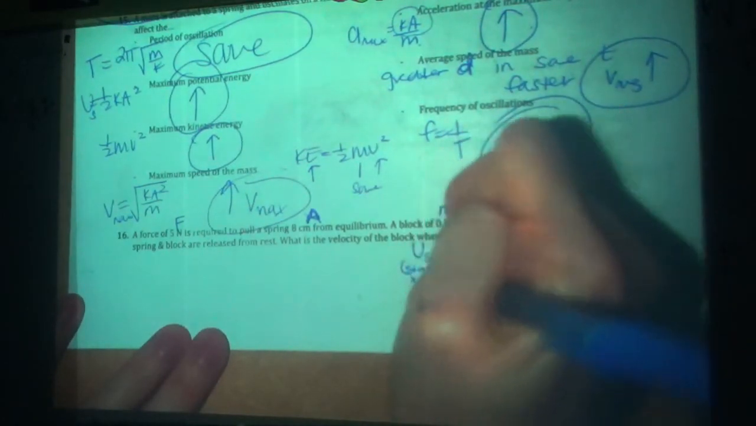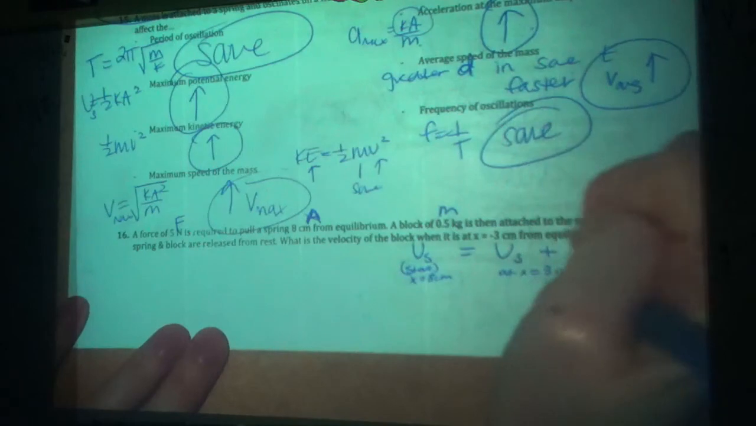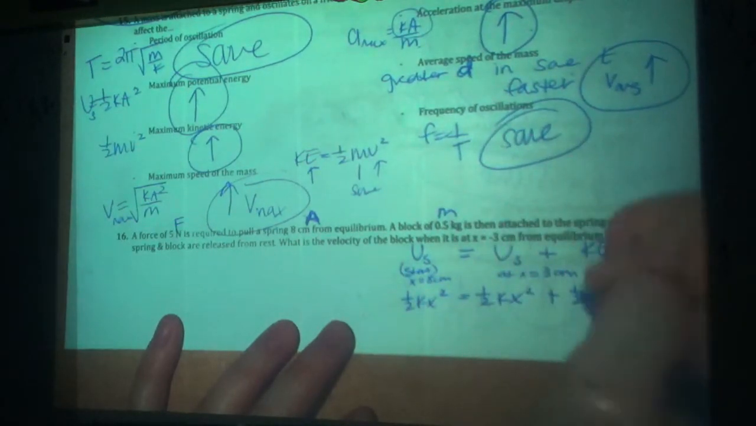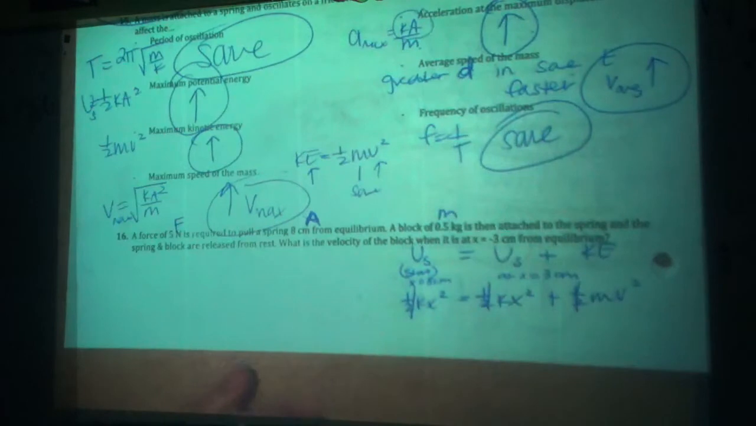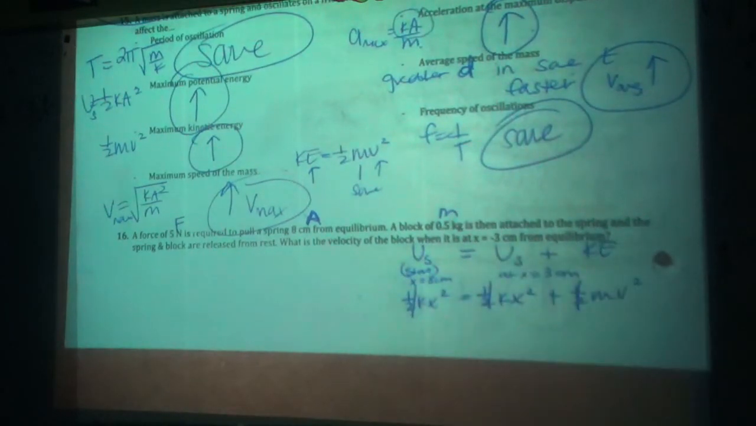So at the beginning, it's starting all potential energy. And this is at like the start, we're at x equals 8 centimeters. And then it's going into both some potential and some kinetic at x equals 3 centimeters. So that's going to be 1/2 kA squared equals 1/2 kx squared plus 1/2 mv squared. Cancel out the halves. Now before I can plug in, I need to know my k, my spring constant.